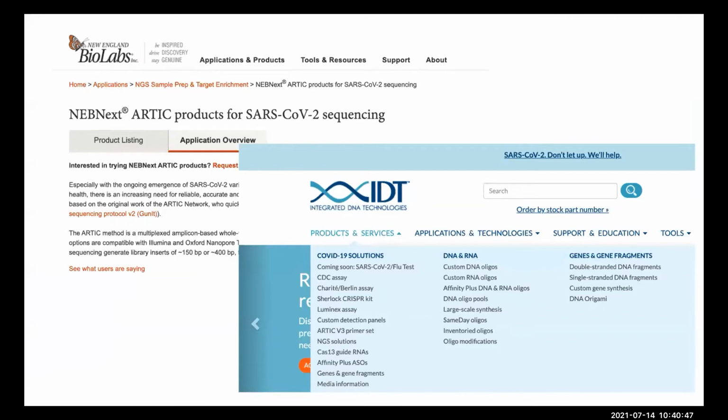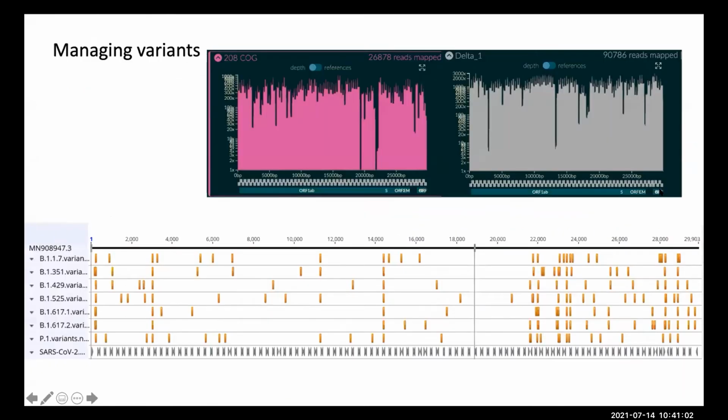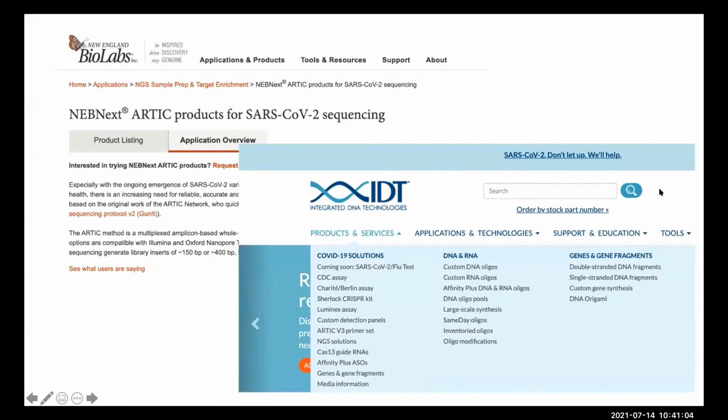But overall, the ARTIC network has been far more successful than we would ever have imagined, to the point where we now have collaborations with IDT, who manufacture the primer pools and sell them directly to people, which means they don't have to buy all of the stock tubes and pull them together, which saves people time and money.